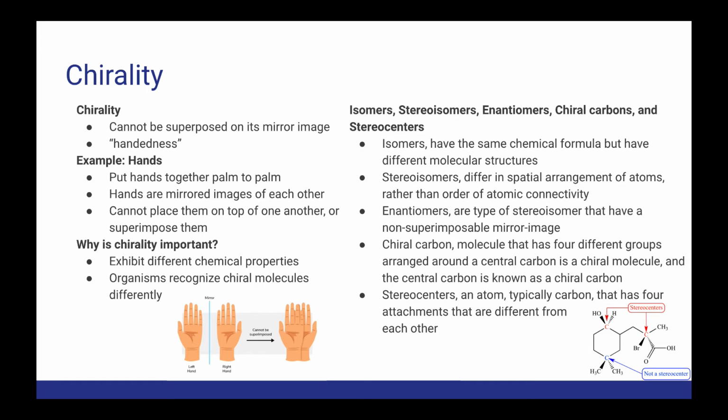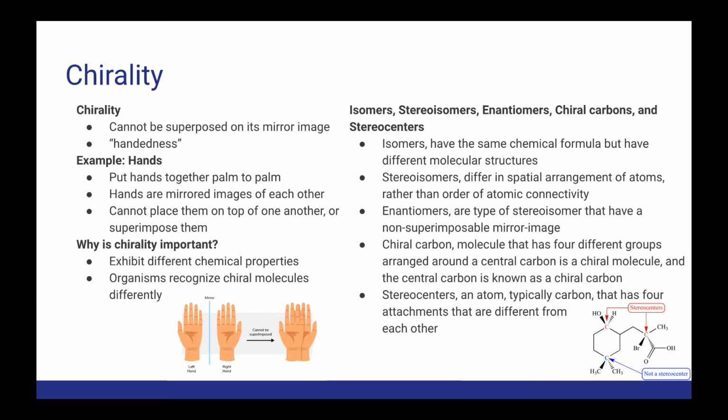So why is chirality important? Well, let us first discuss isomers. Isomers are compounds that have the same chemical formula but have different molecular structures. Isomers that differ in spatial arrangement of atoms instead of their atomic connectivity are called stereoisomers. And enantiomers, which are a type of stereoisomer, are non-superimposable mirror image molecules of each other. So this means that enantiomers are chiral. The chemical properties of a chiral molecule may differ greatly from their mirror images. So this is important because organisms may recognize and respond to chiral molecules differently.